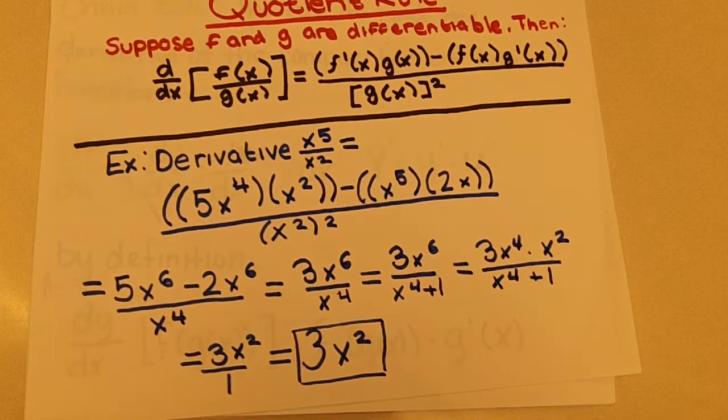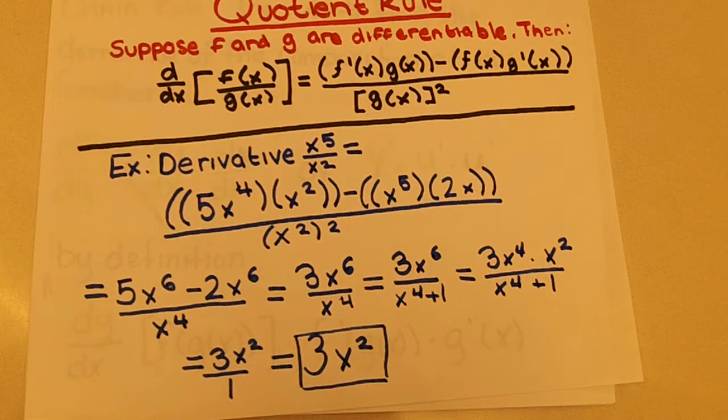And you get 5x to the 4th times x squared minus x to the 5th times 2x, all over x to the 4th. So then you get 5x to the 6th minus 2x to the 6th over x to the 4th, and you simplify all the way. And you get 3x to the 4th times x squared over x to the 4th, which simplifies to 3x squared over 1, which equals 3x squared.